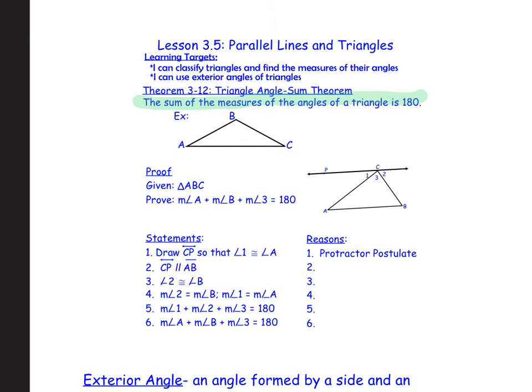So the first thing that we're going to talk about today is the triangle angle sum theorem. What that means is all of the angles in a triangle add up to 180 degrees. So angle A plus angle B plus angle C is all going to add up to 180, always and forever. It doesn't matter what type of triangle, it's always going to be that way.